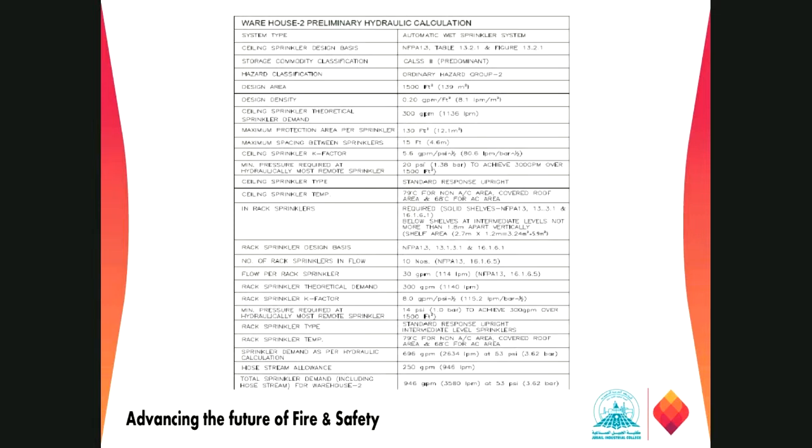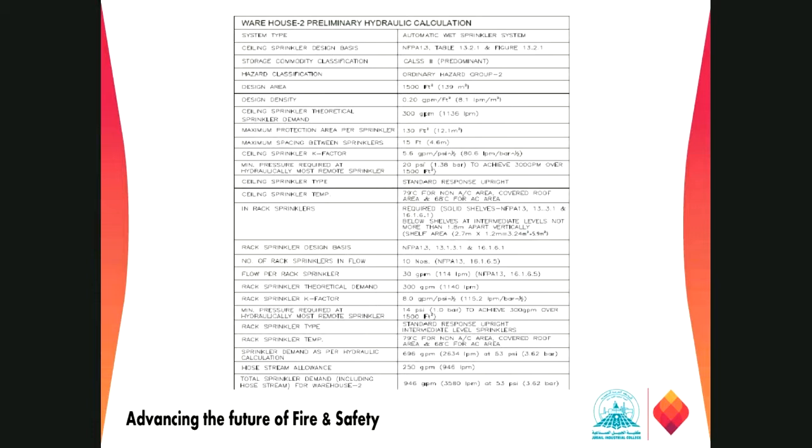If you can see in the table, right, the first one talks about the types of the system, which is the automatic wet sprinkler system, and ceiling sprinkler design basis. What is the design basis for this one? So it is NFPA 13 table 13.2.1. What is the storage commodity classification? Class 2, predominant, right? Hazard classification. It is ordinary hazard group 2 occupancies. So design area should be 1500 square feet. The density is around 0.2 GPM per square feet.